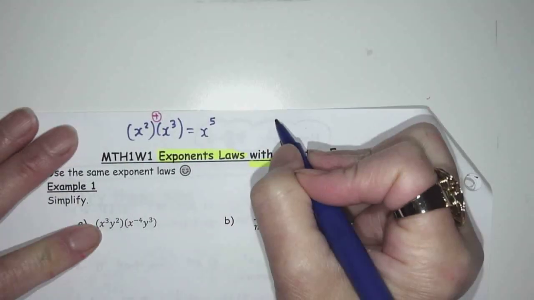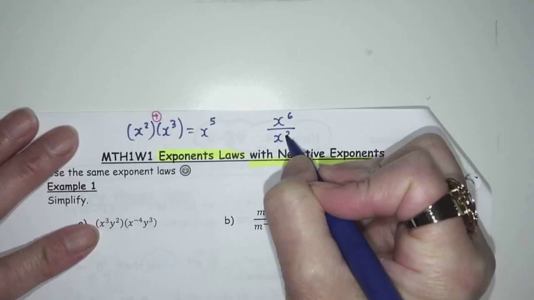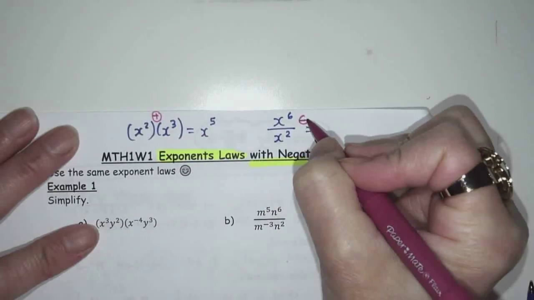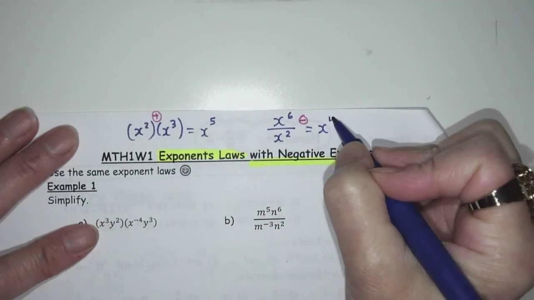And then we also had the divisions. We had x to the 6 divided by x to the 2, and you would subtract. So 6 minus 2 would get me x to the 4.